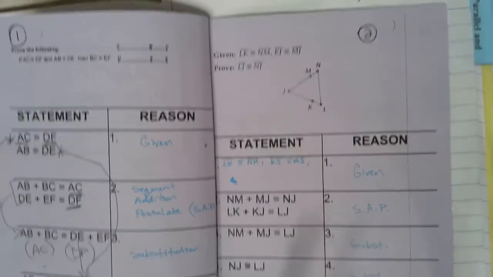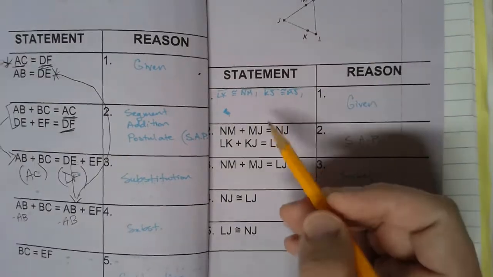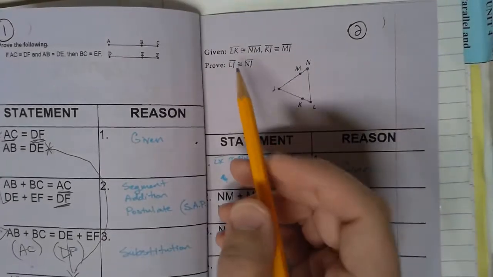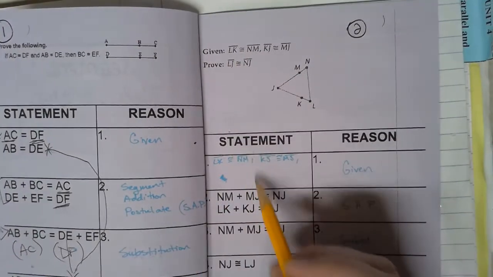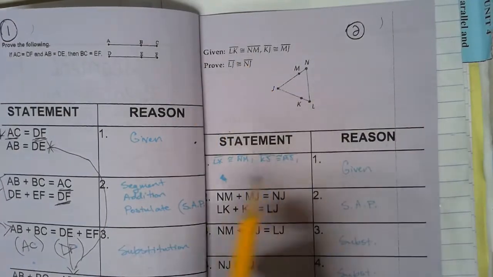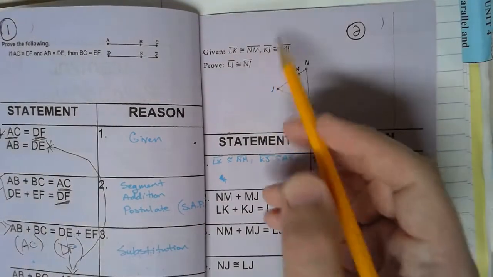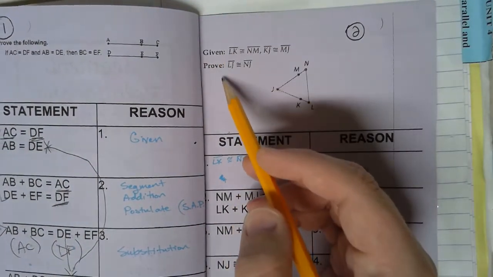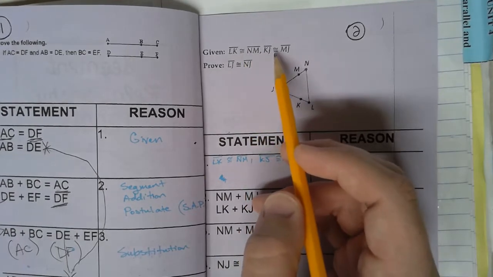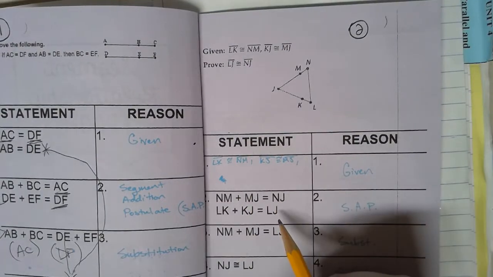So, again, they gave us most of our statements. We need to go through and fill in the reasons. They didn't give us our very first statement, but we know exactly what that first statement is going to be. If we look at our conditional statement right here, our first statement in our proof should be our hypothesis. Either they're going to give it to you in the case of an if-then statement, or they're just going to tell you that this is your given. So your given, LK is congruent to NM and KJ is congruent to MJ, goes in your first statement, and that's given to us.